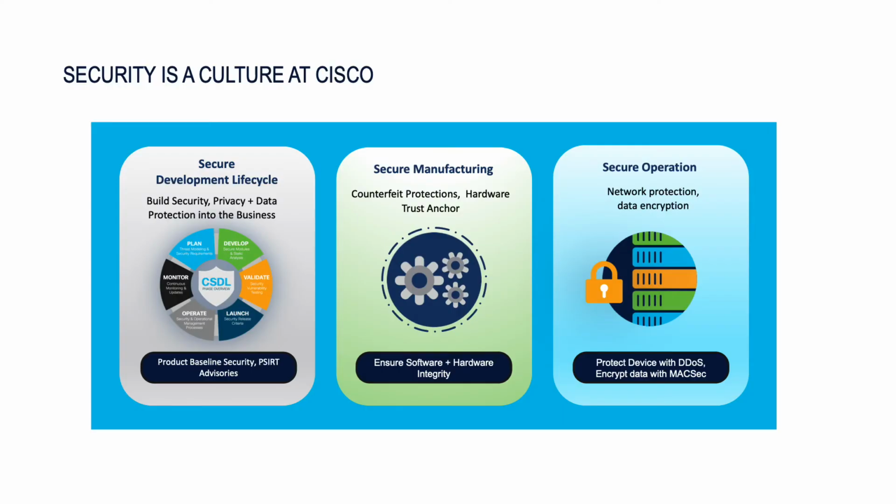Now at Cisco, we don't just view security or even trust as just a feature we have to deliver on. Security is a culture at Cisco. It starts from the development lifecycle. We build security and privacy and data protection into the business. We plan for it, we develop it, and we operate this throughout the lifecycle of the ASR 9000, and we also help you monitor this. Security is also built into manufacturing at Cisco, because in order to protect against counterfeit devices and ensure integrity in the hardware right from the supply chain.